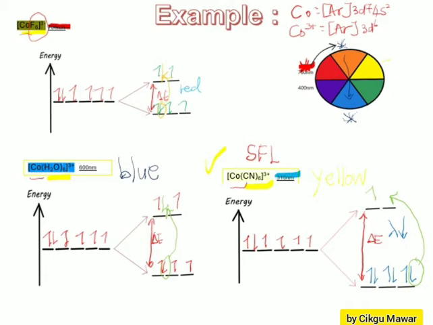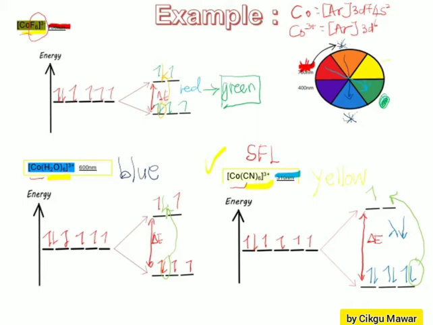So what is the complementary color of red? This is the green color. So that's why the hexafluorocobaltate(III) ion will be seen as a green complex, because the complementary color is green. Hope you will understand by referring to the three examples here.